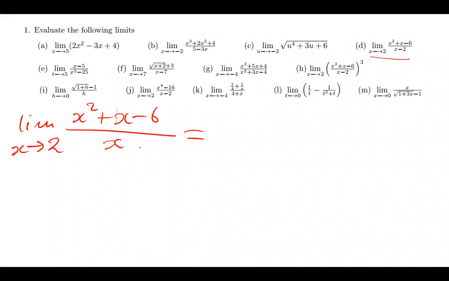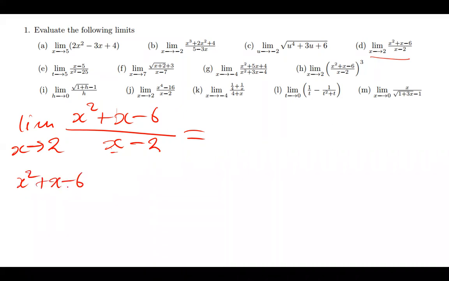Imagine if we put 2 where there's x there, we're going to have 2 minus 2, and any number divided by 0, the answer will be undefined. Hence, we need to do something to this expression. So what can we do? What you need to do here is to factorize the numerator.